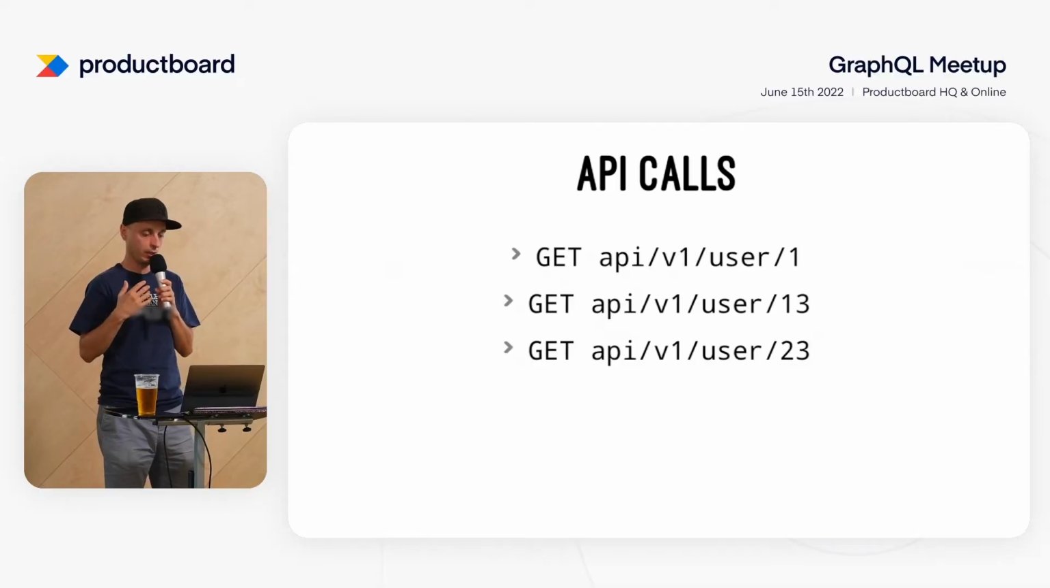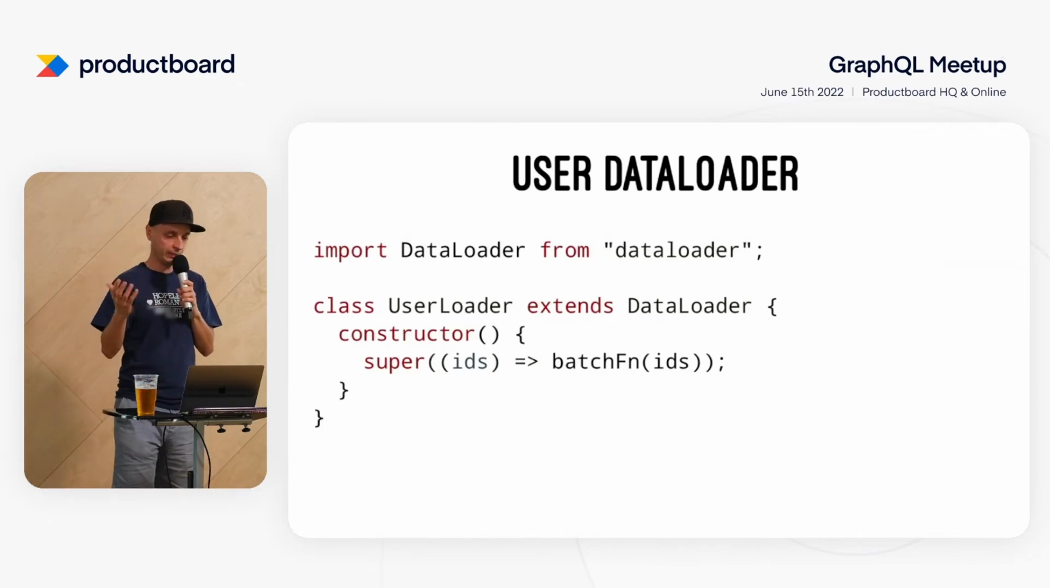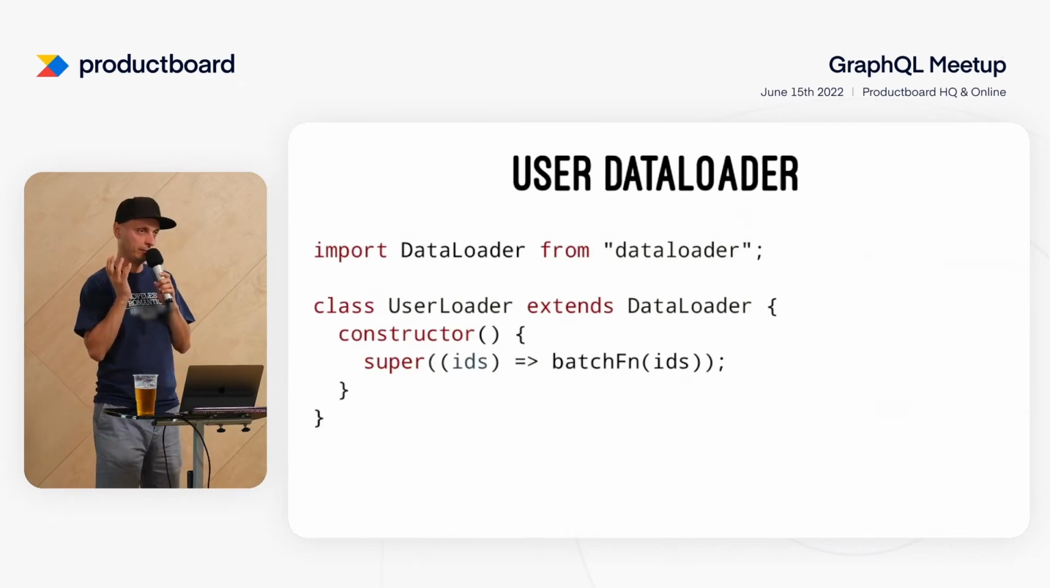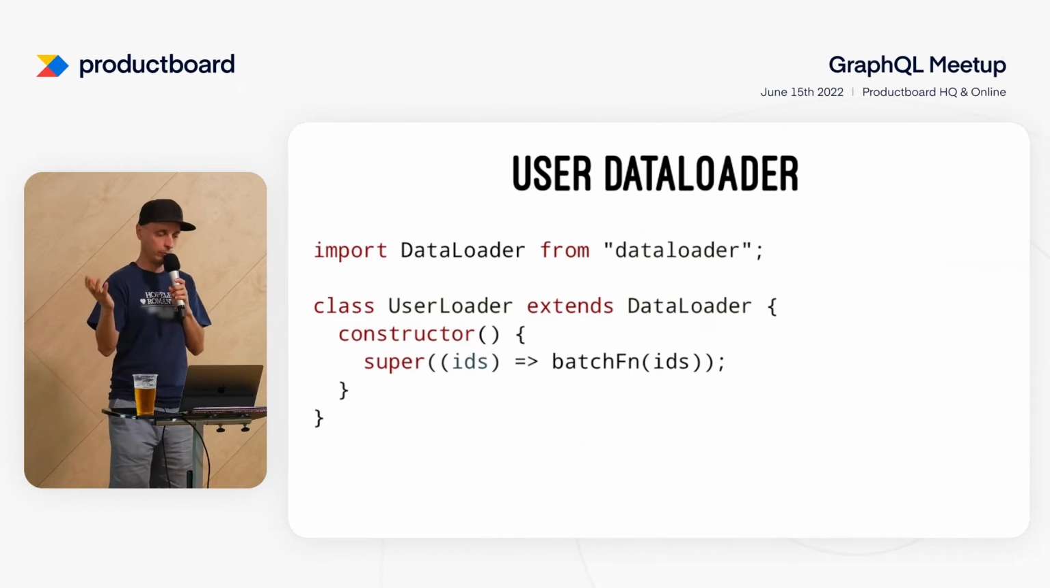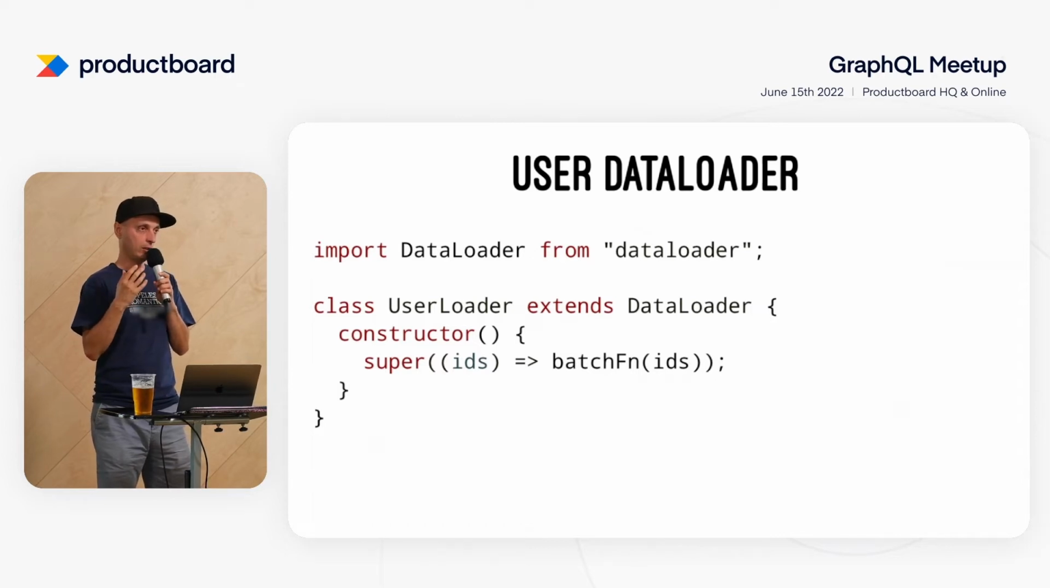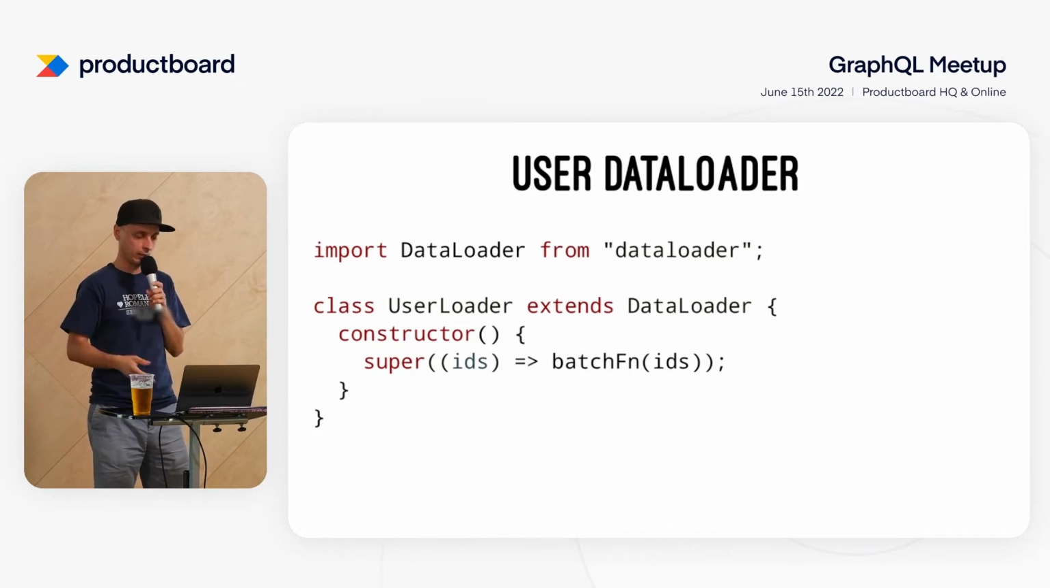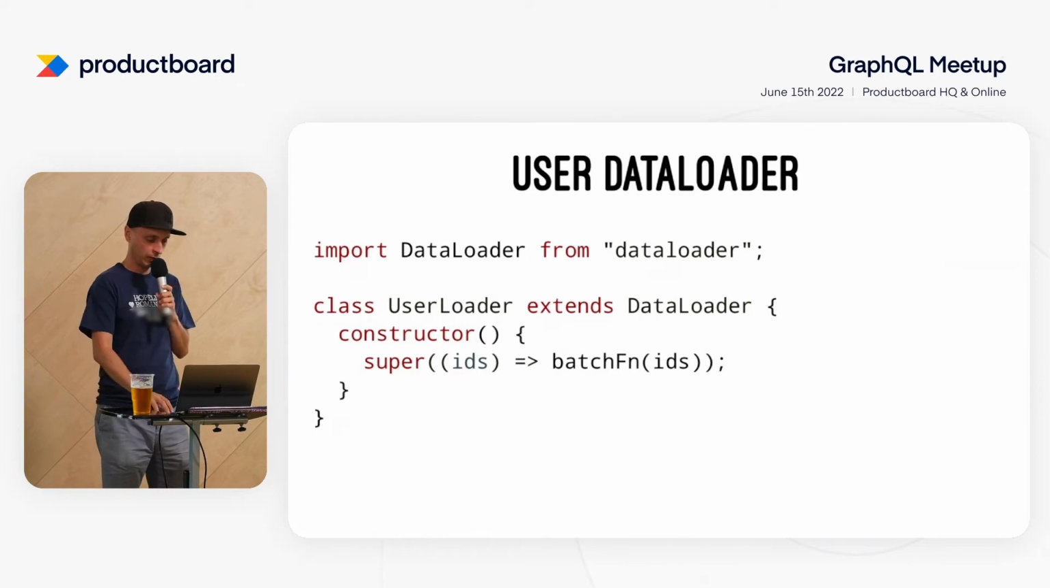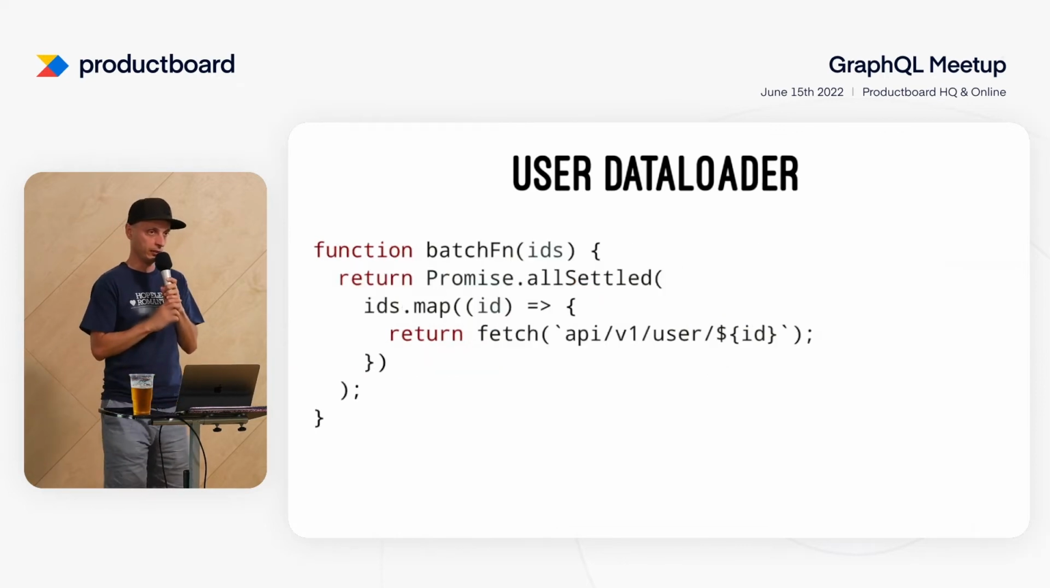It's a nice optimization. And so when I was talking about the data loader, this is actually a minimal example of what a data loader looks like. You import the data loader from a library, you extend it, and you provide in a constructor a function that only wants to receive an array of IDs and call some batch function with these IDs. What does such a batch function look like? It could be something like this.